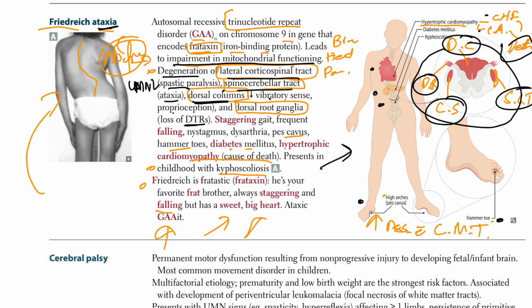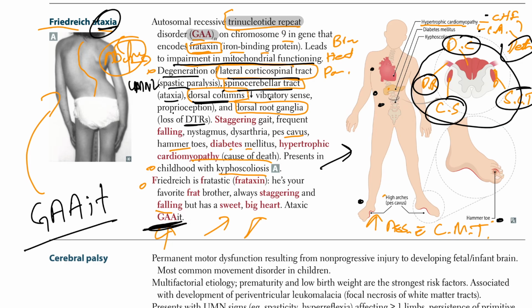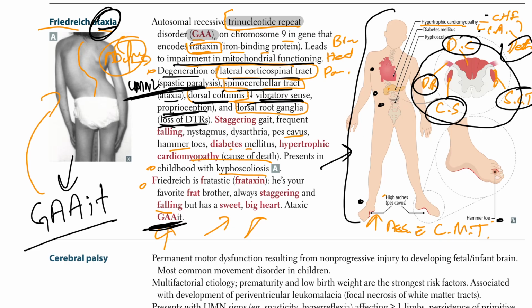Let's just quickly review this. It's a trinucleotide repeat, GAA. You can think about it as ataxia, so you can memorize it as GAAIT, gait. In these patients, you have a gait problem. On top of that, you have upper motor neuron lesions, so spastic paralysis, decreased vibration and proprioception, and decreased DTRs. And on top of everything, we have a gait problem.